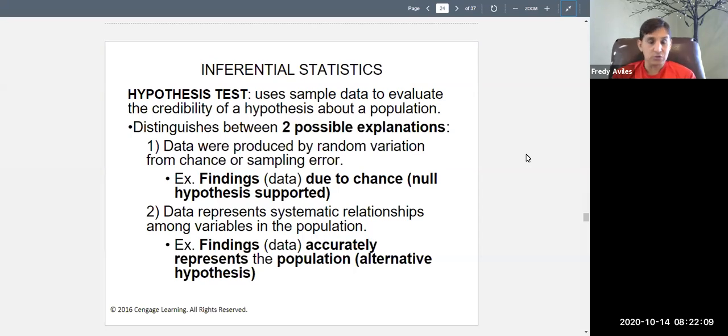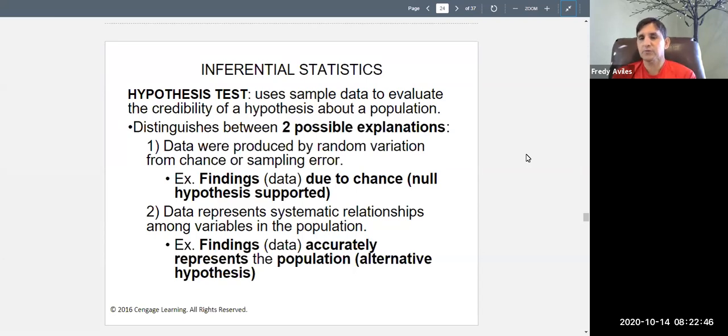Another possibility, which is the one you want, is that the data represents systematic relationships among variables in the population. What that means is that your data shows a real difference, a real effect. So your findings accurately represent the population, the alternative hypothesis: that there is a difference, that there is some effect. The alternative hypothesis says that what you found is real. It's really what's happening in the population. That's what it means.